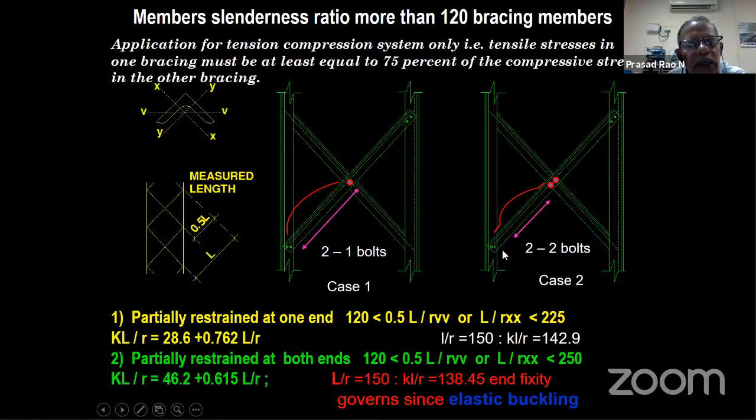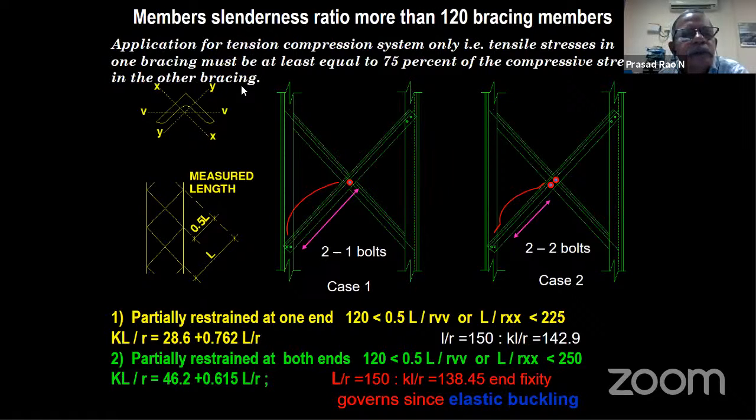Our Indian IS 802 is based on ASCE 10-15. So all these factors are based on experimental values. Now you can see whatever formula is shown, it was earlier in the form of curves. The original IS 802 had these curves. Now all of it has become formulas.